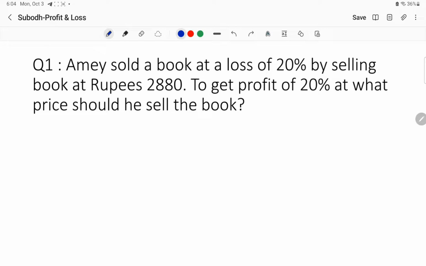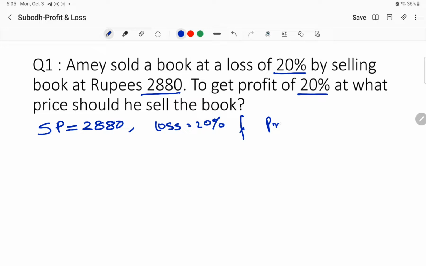So here Amay had sold a book with a loss of 20% and the selling price they have given, that is 2880 rupees. So selling price is 2880 and he had a loss of 20%. And now they have asked us, to get a profit of 20%, at what price should he sell the book? So to get a profit of 20 percentage, what should be the selling price?